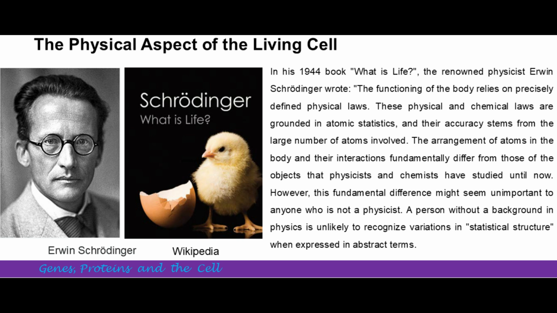These physical and chemical laws are grounded in atomic statistics, and their accuracy stems from the large number of atoms involved. The arrangement of atoms in the body and their interactions fundamentally differ from those of the objects that physicists and chemists have studied until now. However, this fundamental difference might seem unimportant to anyone who is not a physicist. A person without a background in physics is unlikely to recognize variations in statistical structure when expressed in abstract terms.